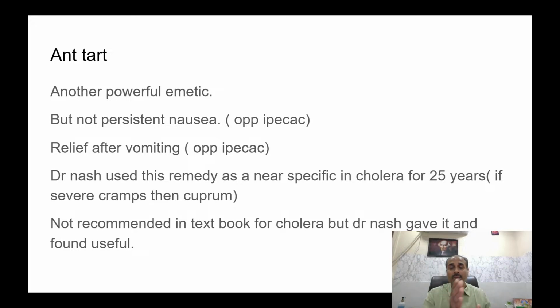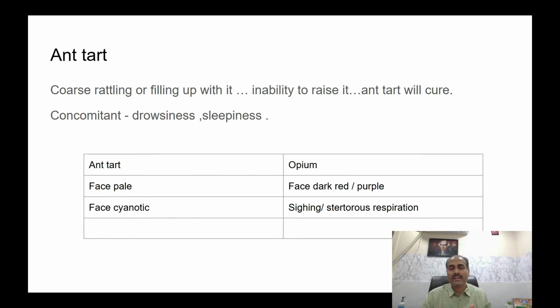So antimonium tart was given by Dr. Nash as near specific in all the cholera cases, and then he explains how antimonium tart is useful in all the respiratory cases. There would be coarse rattling. Now I cannot explain this coarse rattling in words or theory right now, but maybe at another time, if there is a chance to take up a workshop, to help you understand what coarse rattling means.